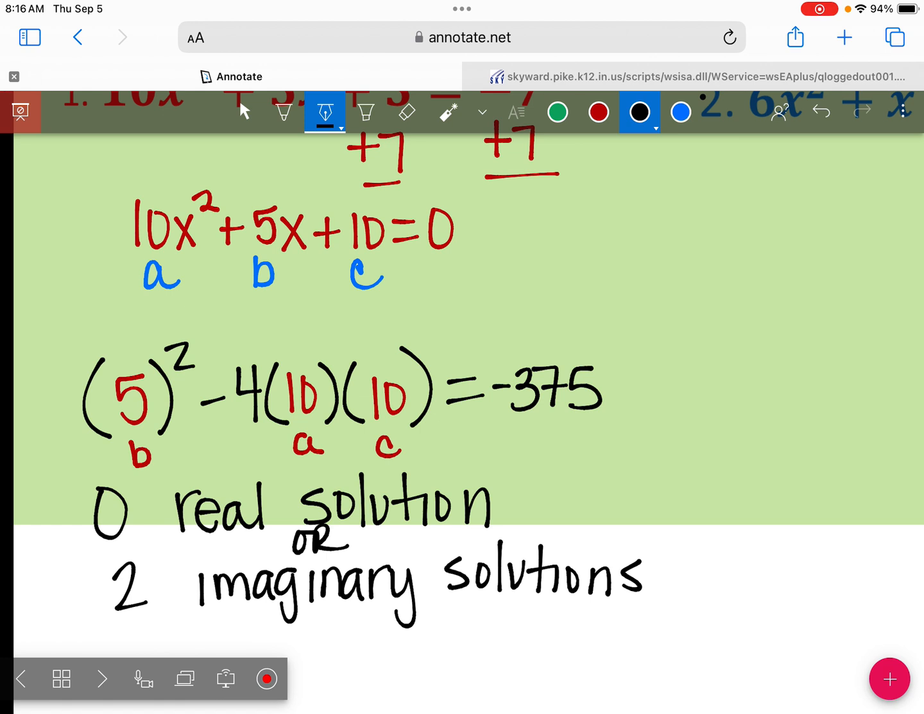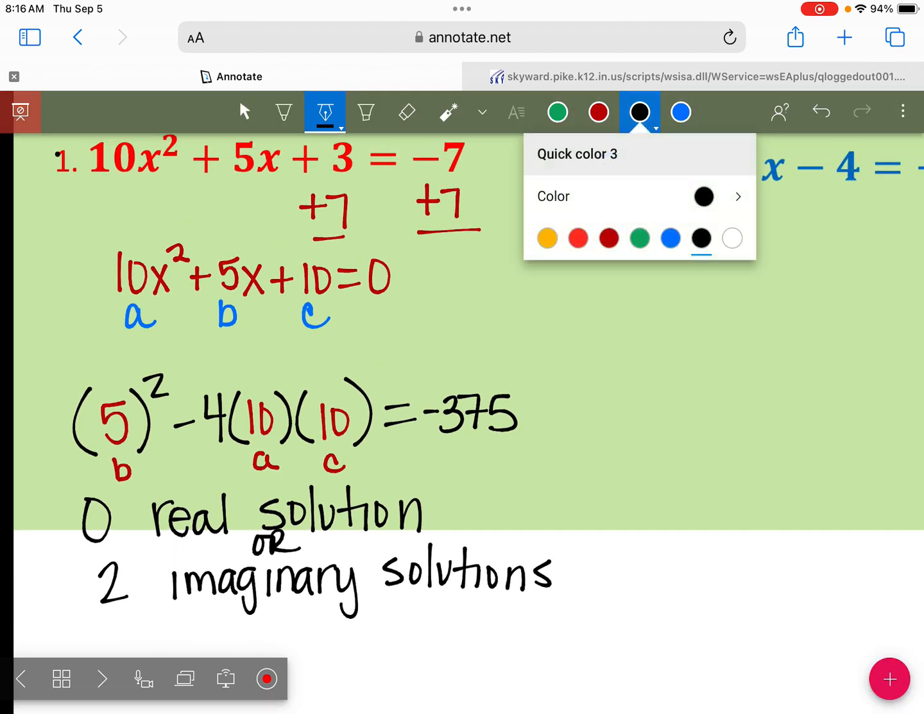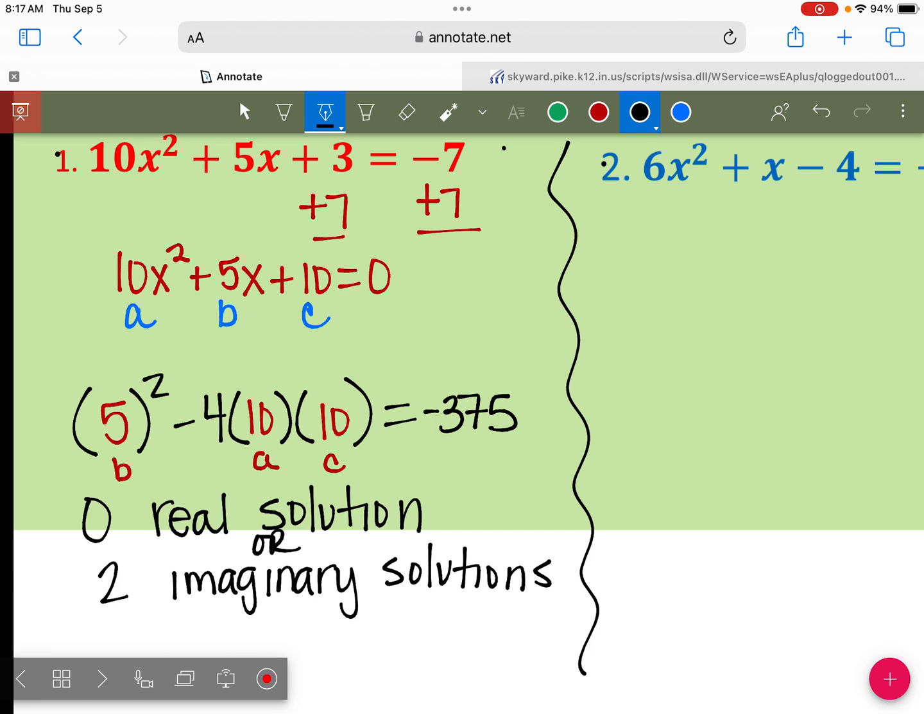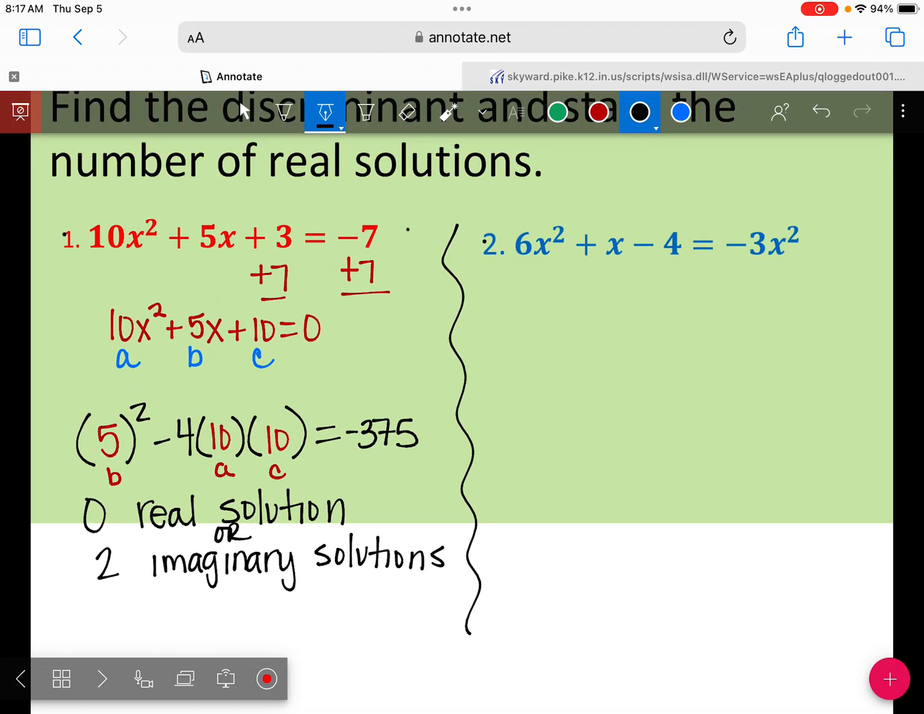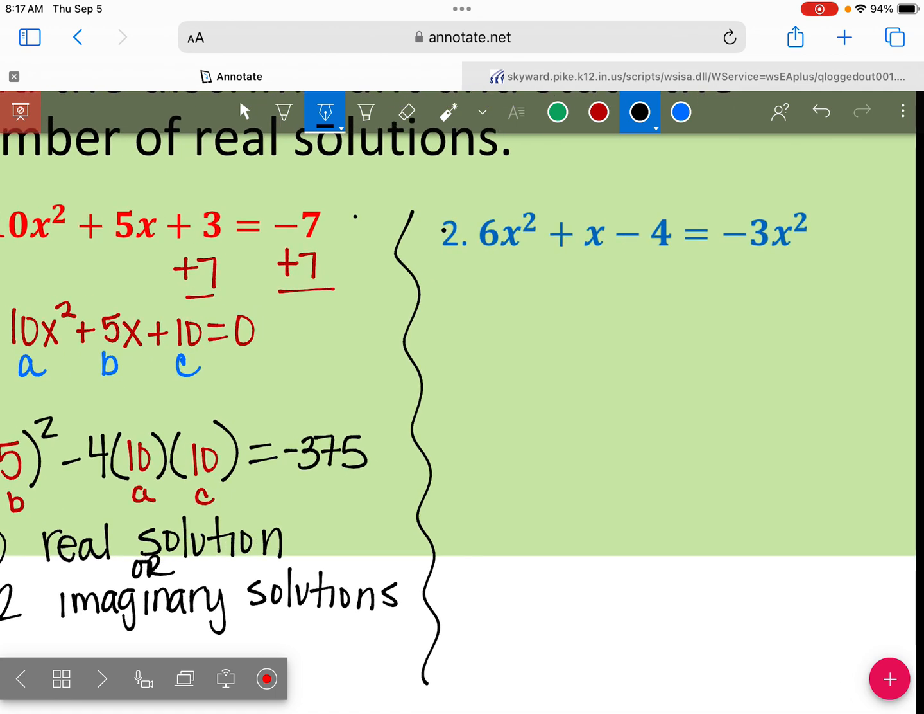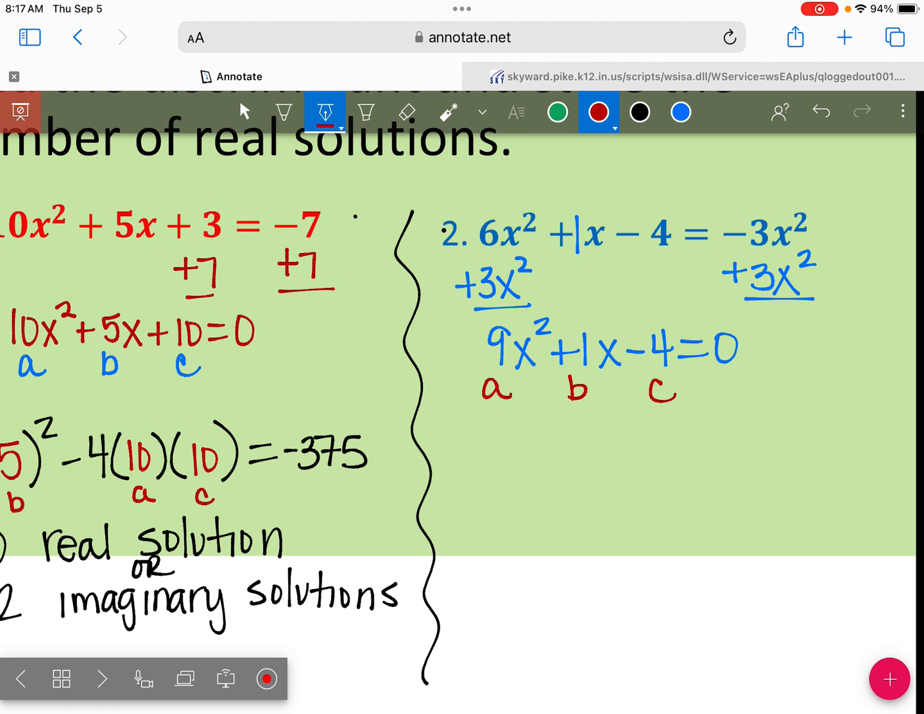Any questions about number 1? All right, let's look at number 2. For number 2, it equals -3x squared. So the first thing we need to do is add it. What am I going to add it to? The 6, the 1, or the -4? Which one is this like term? Which other one has an x squared? The 6. Good job. So that's going to be 9x squared plus 1x minus 4 equals 0. A is 9, B is 1, C is -4.